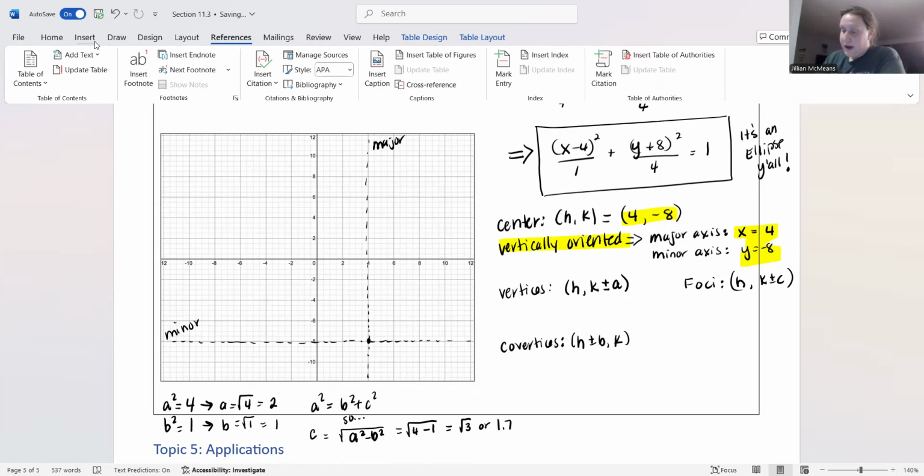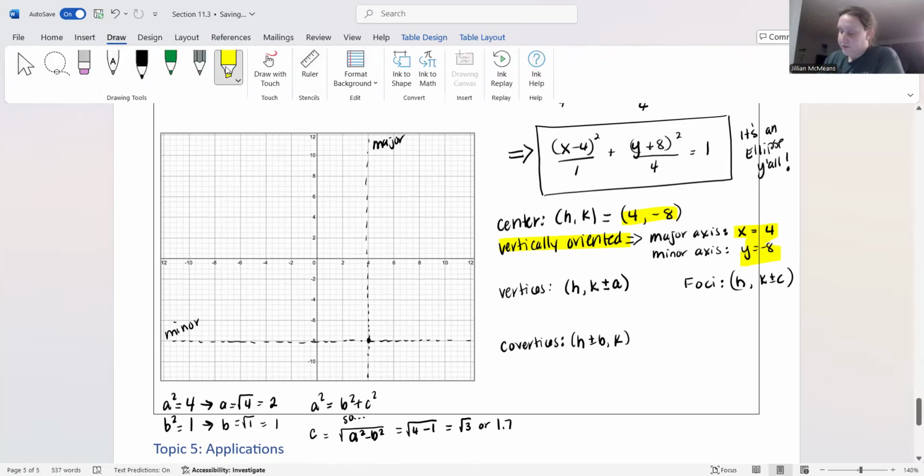Okay, so now we have values for A, B, and C. So let's go ahead and find the vertices and the foci. For the major vertices, H stays the same, so that's going to be 4. And then the Y coordinate, that -8, is going to be changed. So it's going to be -8 plus or minus A, which is 2. That gives me (4, -10) and (4, -6). So (4, -6), (4, -10). This is a teeny tiny little ellipse.